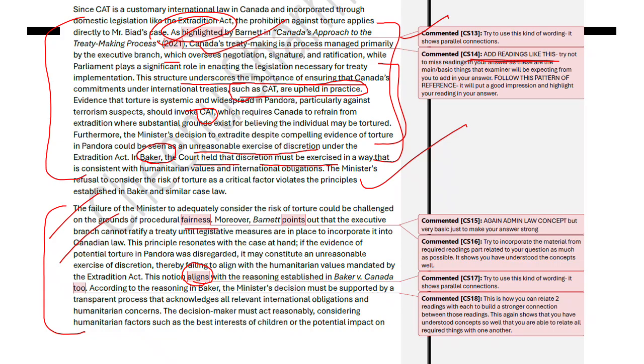This notion aligns with the reasoning established in Baker versus Canada. So I am relating Barnett with our problem question, then those two things with Baker versus Canada. So I'm relating everything together. So this is how you make a strong analysis. According to the reasoning in Baker, the minister's decision must be supported by a transparent process that acknowledges all relevant international obligation, humanitarian concern.